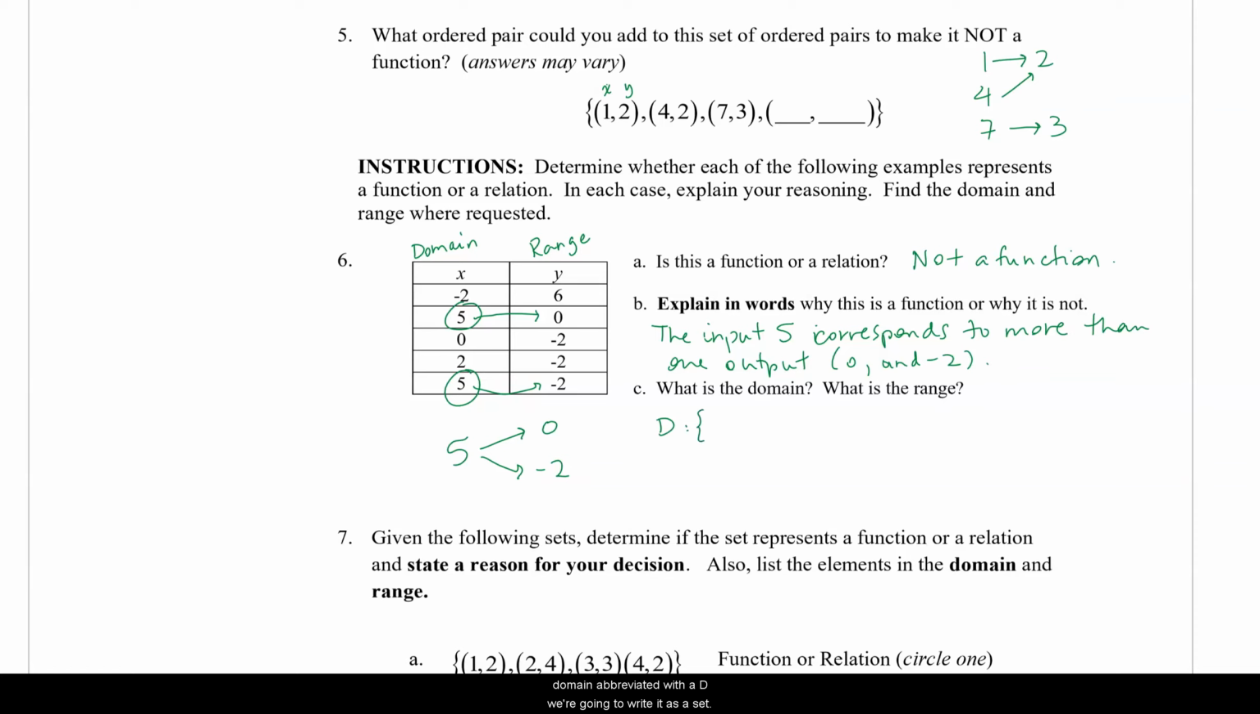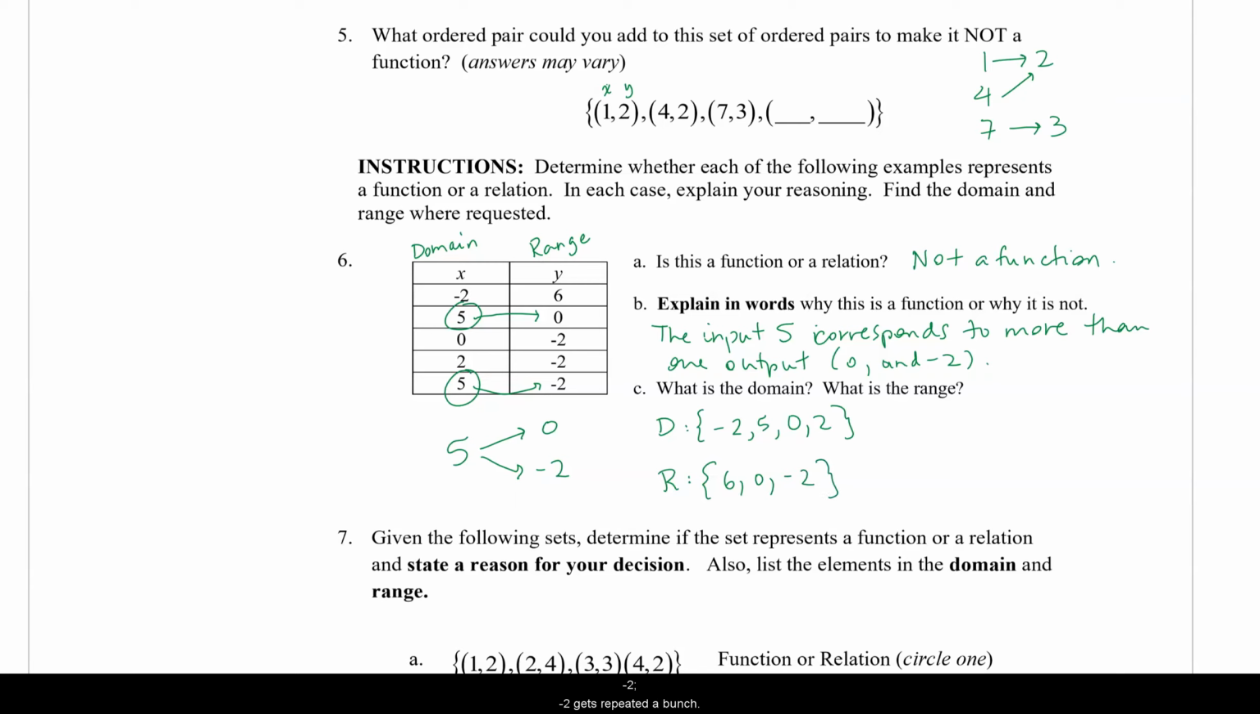The domain, a lot of times you'll see domain abbreviated with a D. We're going to write it as a set. That's that curly bracket. And for the domain, we just list out the values in our domain without repeating numbers. They shouldn't be repeated. So the domain, -2, 5, 0, 2. We already have a 5, so we don't need to write it again.